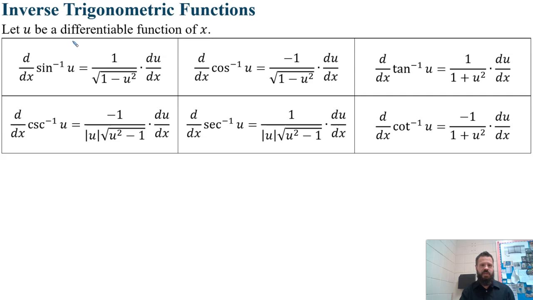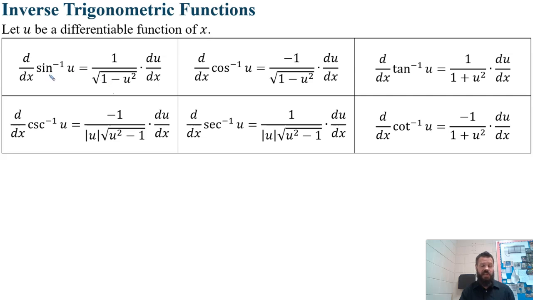Let u be a differentiable function of x. Notice each of these have a du over dx in them. What that just means is that would show how we'd apply the chain rule if our u was something like an x squared or square root x. We'd have to multiply by the derivative of that u. Otherwise, the actual rules aren't too bad.